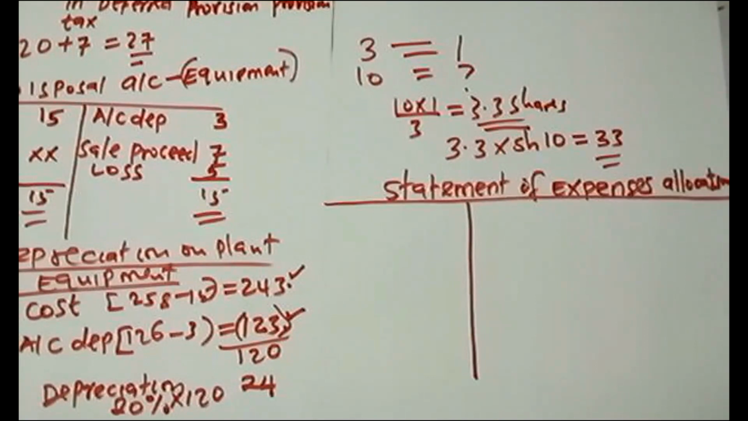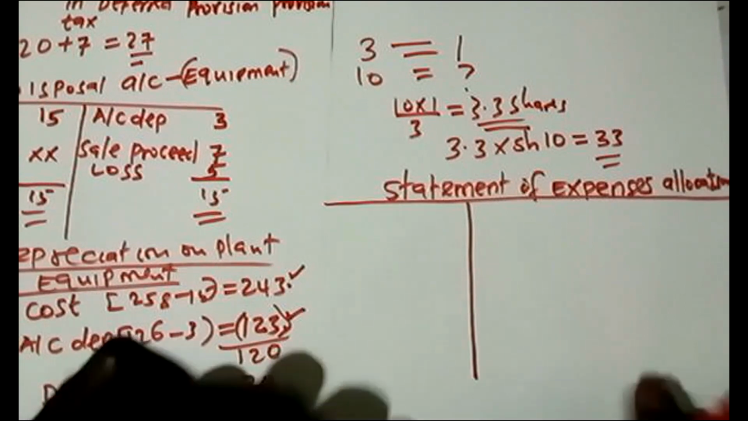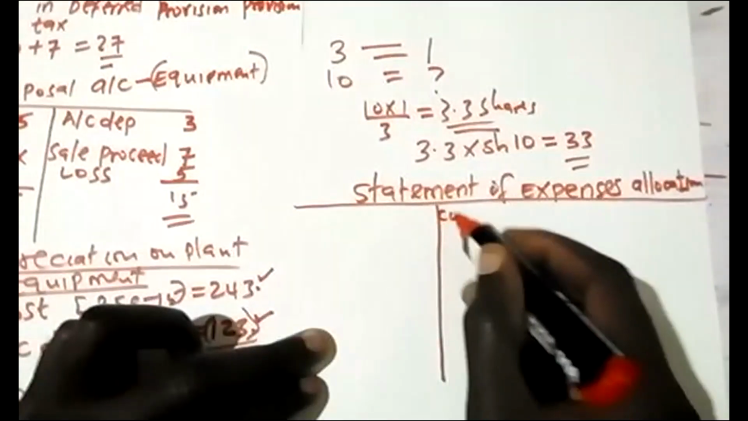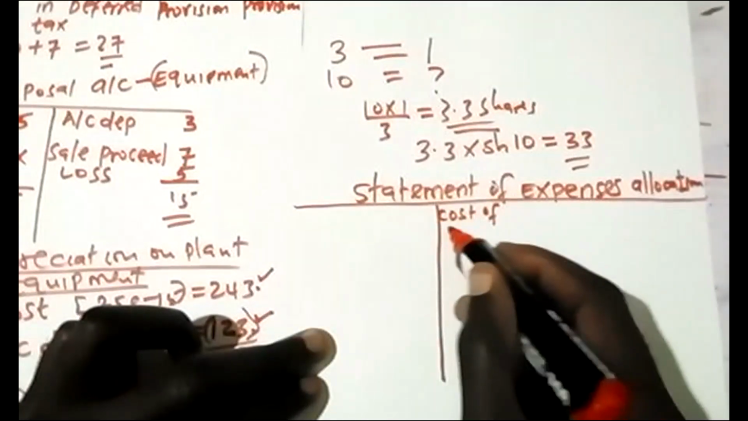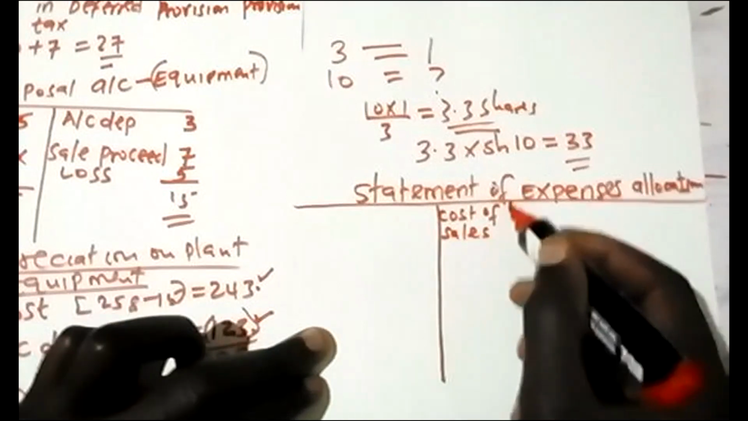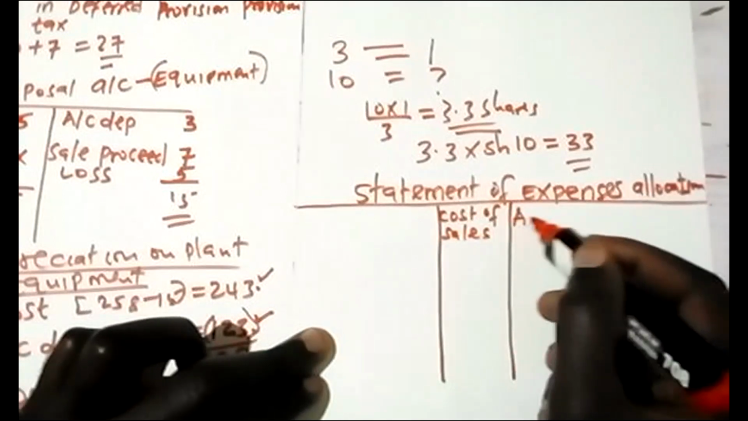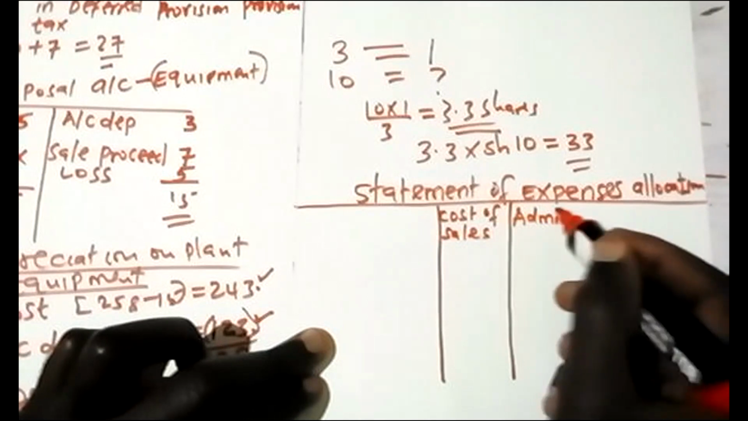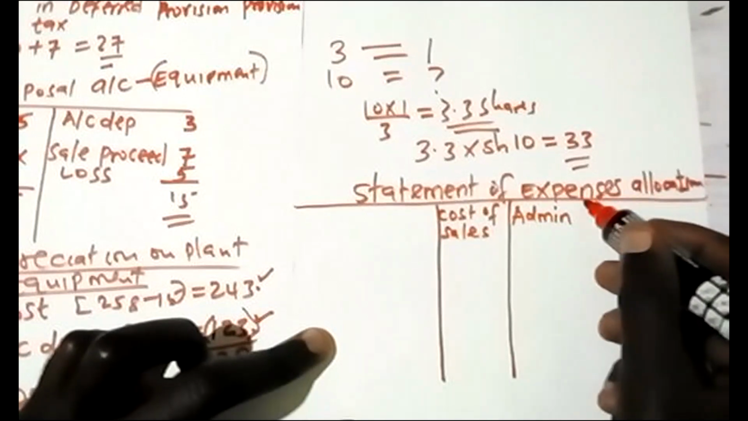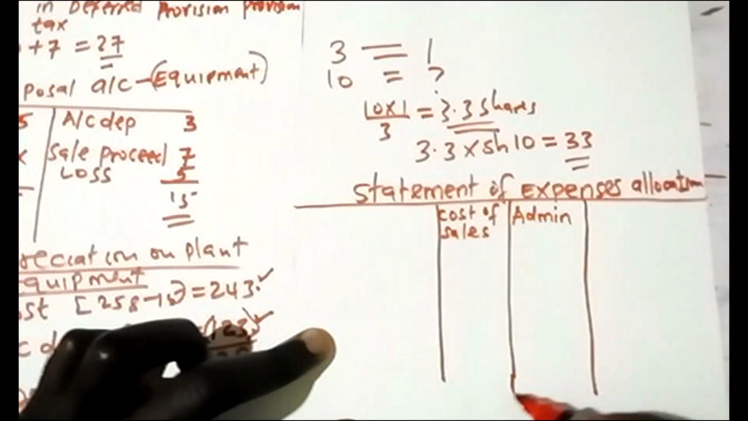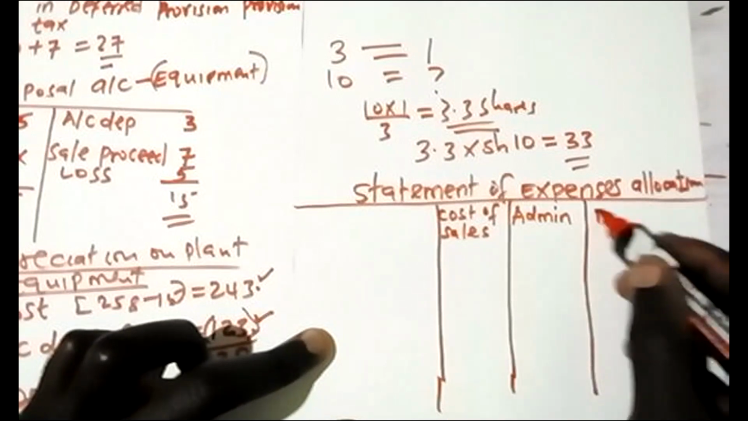So we continue now to the statement of expense allocation. Here we have to classify expenses according to their functional end. Some expenses will go to the cost of sales, some will go to the admin, administrative, I've only written it in short. Then we have distribution.